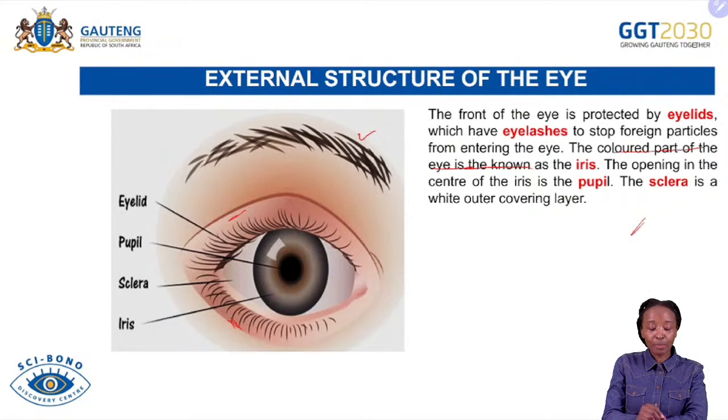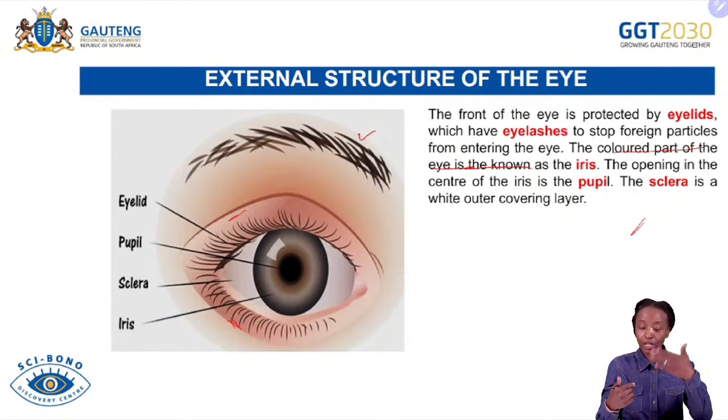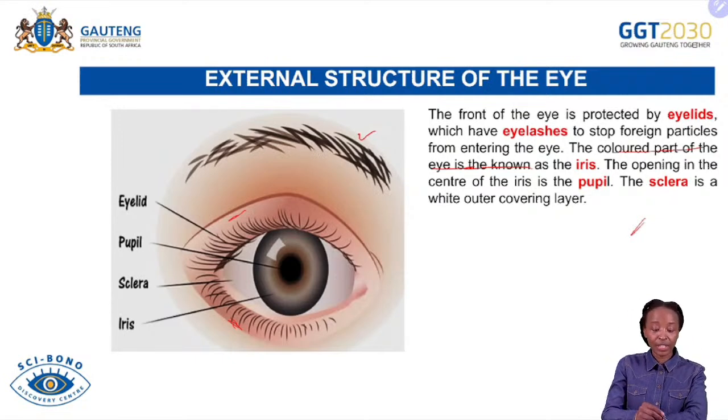So we have the eyebrows, the eyelashes, the eyelids, and what we see in front when you are looking into the mirror or you're looking at somebody else, you see all these parts that I've just mentioned. So this is the external structure of the eye.